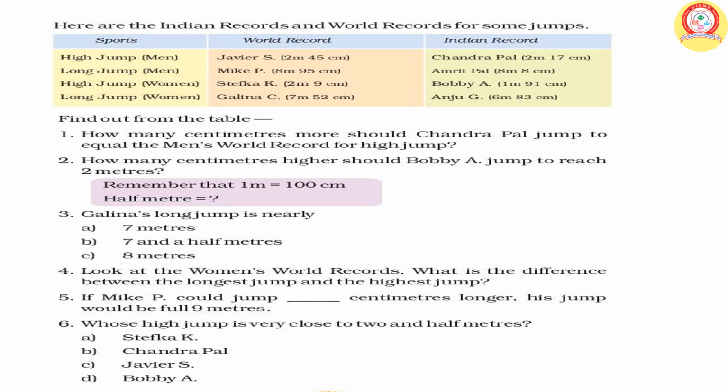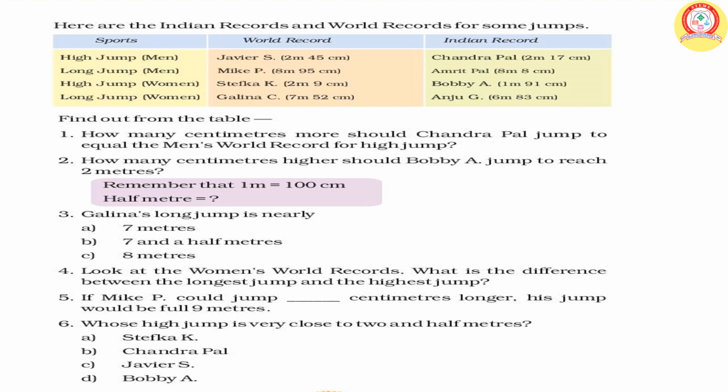Did you understand, children? Now let's move to the fourth question. Look at the women's world records. What is the difference between the longest jump and the highest jump? So children, see here. The difference between the longest jump and the highest jump in the world record is 7 meter 52 centimeter minus 2 meter 9 centimeter, which is how much? 5 meter 43 centimeter.